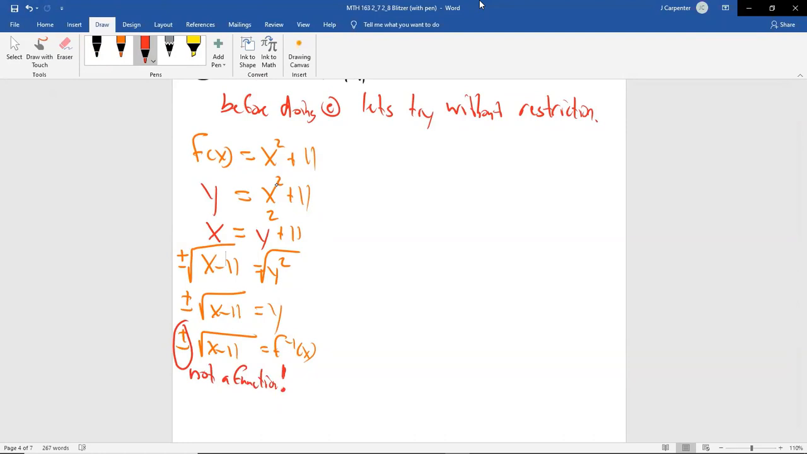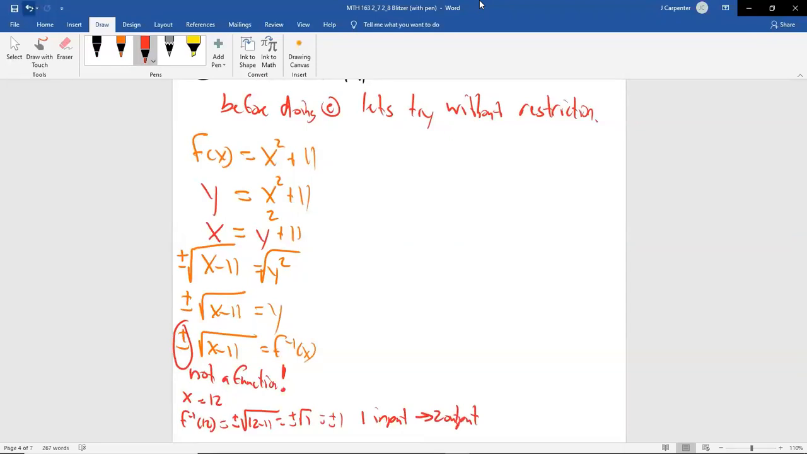Because if you just plug in one single number, let's say I plugged in 11. Now let me not do 11, let me do 12. That wasn't actually going to show my point. If I plug in x equals 12, then f inverse of 12 is equal to plus or minus the square root of 12 minus 11, which is plus or minus the square root of 1, which is plus or minus 1. That is one input leading to two outputs, which is the literal definition of not being a function.